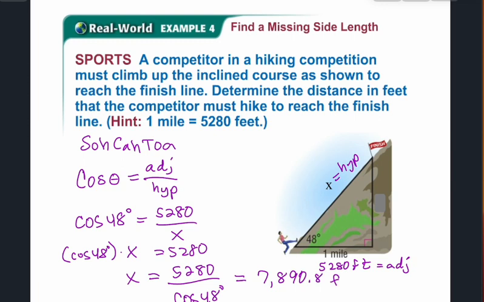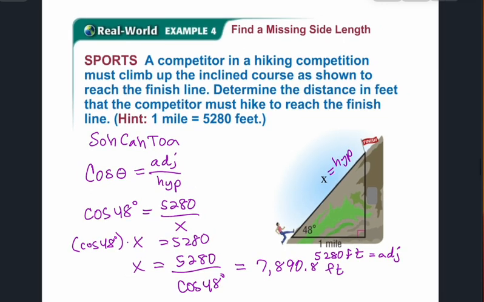7,890.8 feet. Now, for real life applications like this, please always get in the habit of putting your units down. And please make sure that you round, if they didn't specify, I want it to the nearest tenth. This is our hypotenuse. That should be a longer length than what we have for one of our legs. So the fact we got a number bigger than 5,280 is a good thing.